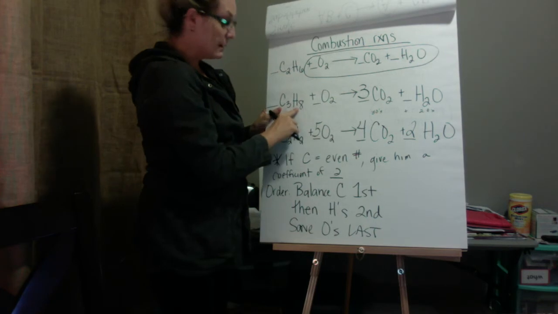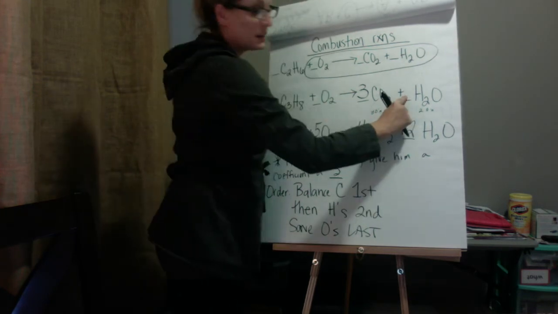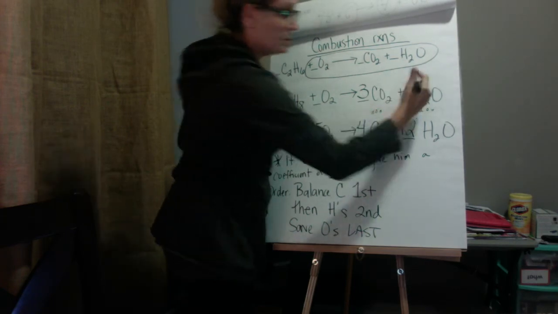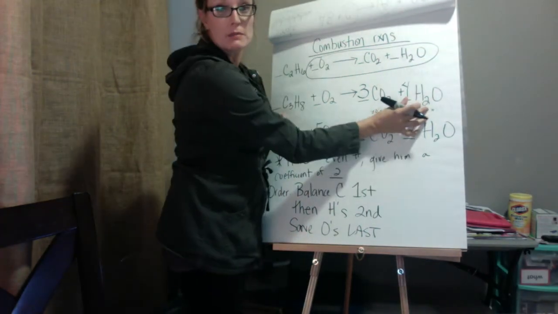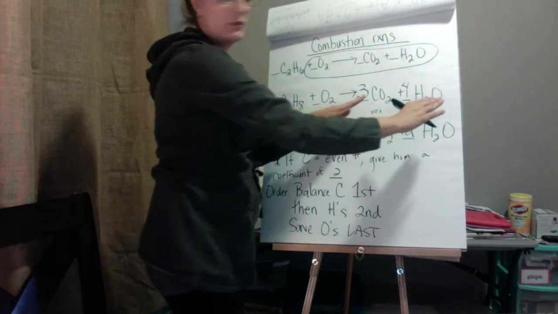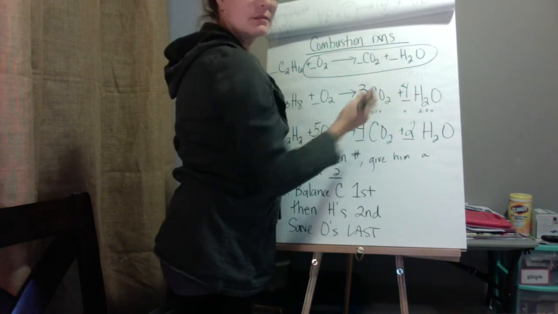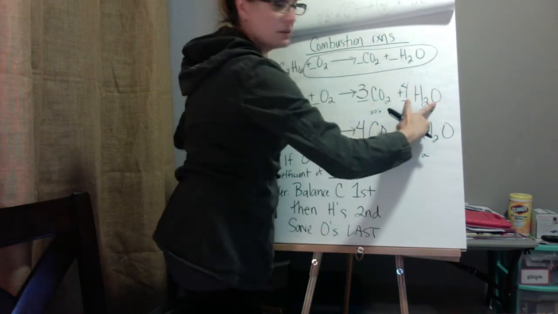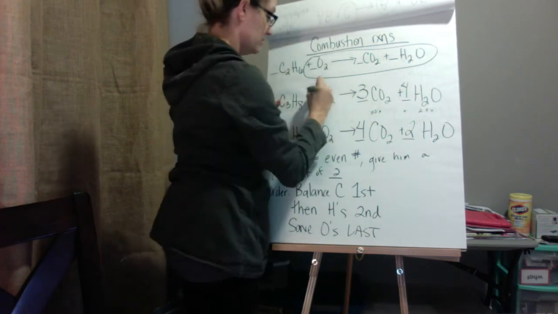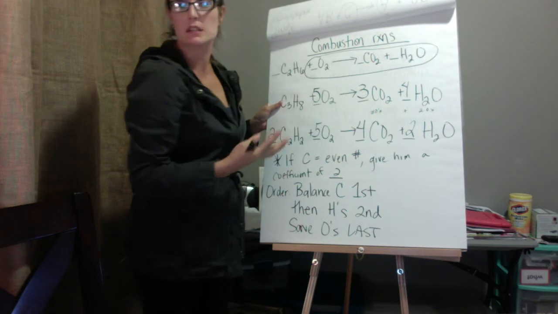I'm now going to balance my hydrogens. There are 8 hydrogens on the left. I need to stick a number here that when I multiply will become 8. 4 times 2 becomes 8 hydrogens. So now my hydrogens are good. Let's count my oxygens. They're in 2 different spots. 3 times 2 is 6 plus 4 means I have 10 total oxygens. So I need 10 total oxygens again. 5 times 2 is 10.